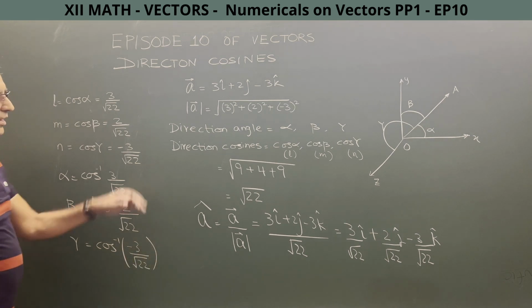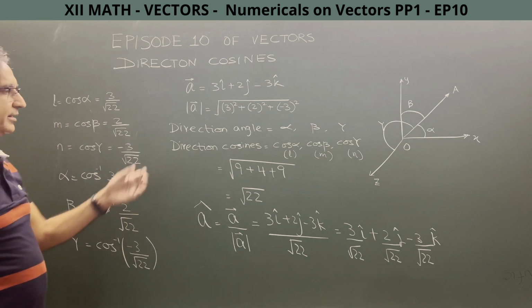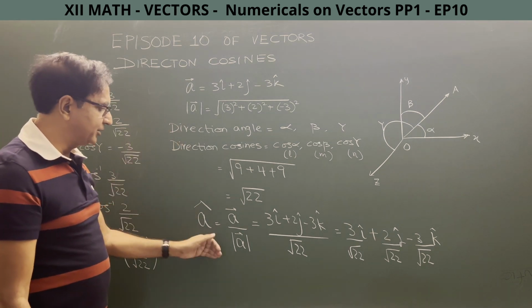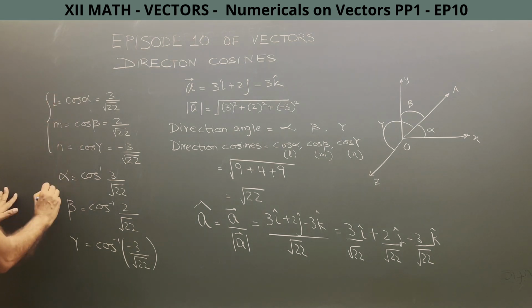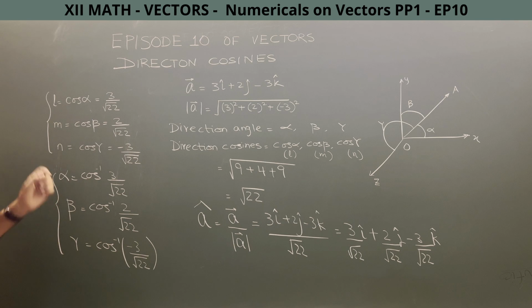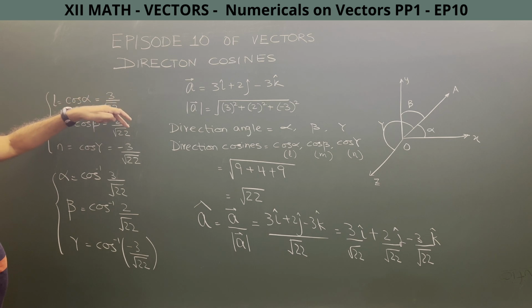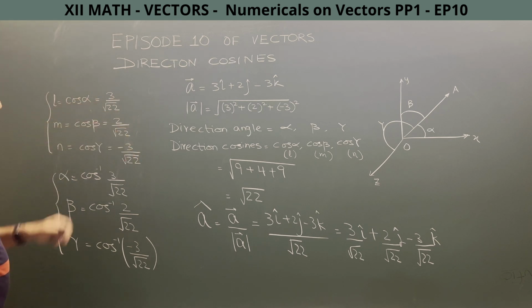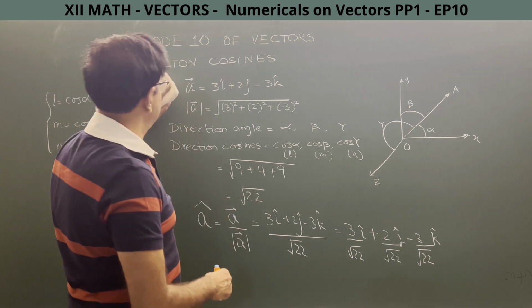So now you know what are direction angles, what are direction cosines, and how do you find direction cosines. First, direction cosines will be obtained, and from direction cosines you will get direction angles. Now if you square all three of them, L square, M square, N square, what will you get? Tell me. 9 upon 22, 4 upon 22, 9 upon 22. And if you add them, you are going to get a theorem which we are going to use.